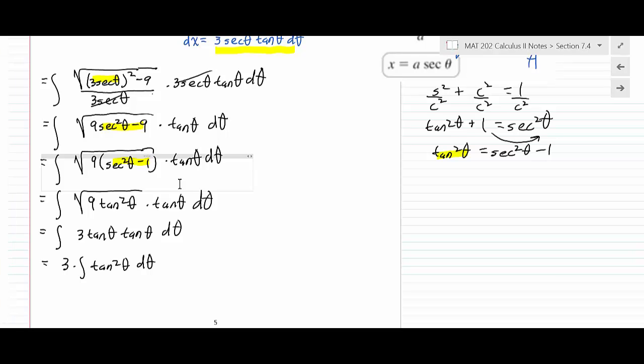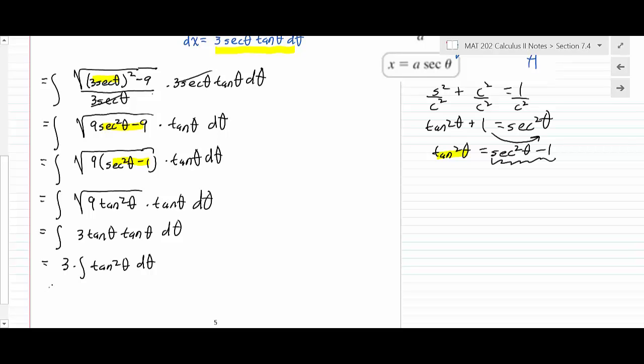Now we've come across the integral of the tangent squared many times. We break it down into this identity. This identity right here turns out to be very, very useful. We're going to use it again. The reason is, do you know what the integral of the secant squared is? That's tangent, right? Do you know what the integral of 1 is? Yeah, that's x, or theta in this case.